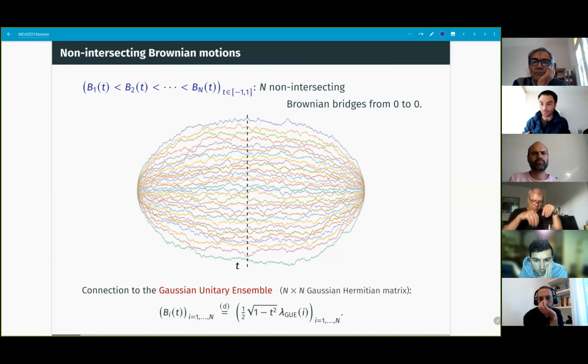So you just fix this time, look at these points, and what you see is the eigenvalues of a GUE matrix. Actually, it's not only this that is true. This is also true for all t in a sense. So this model of non-intersecting Brownian motions is a random matrix model.